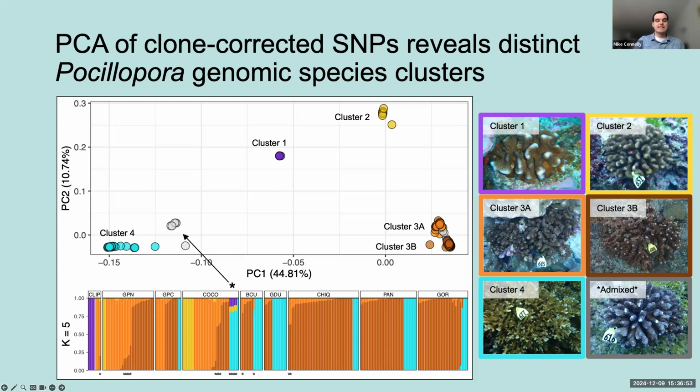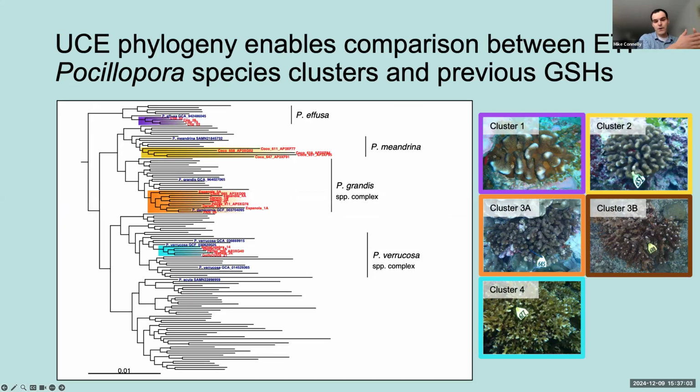We were then interested in assigning these genomic species clusters to the previous taxonomy using the genomic species hypotheses from the Central and Central Pacific and Indian Oceans. And so we completed a maximum likelihood phylogenetic analysis of UCE loci from the top 5 samples of each of these clusters, and we were able to assign cluster 1 as Pocillopora effusa, cluster 2 as Pocillopora meandrina, and clusters 3A and 3B formed a monophyletic clade within the Pocillopora grandis species complex, and cluster 4 formed a similarly monophyletic clade within the Pocillopora verrucosa species complex.